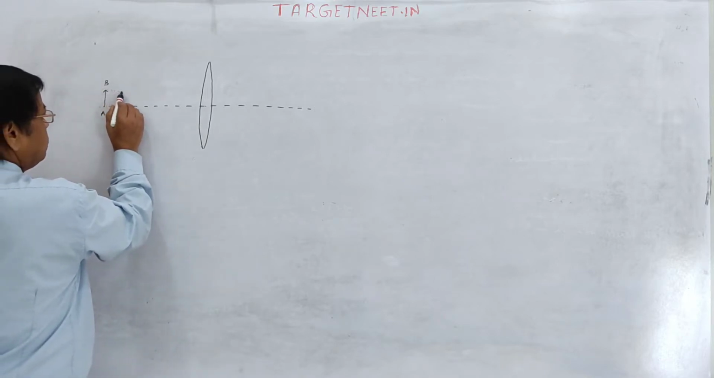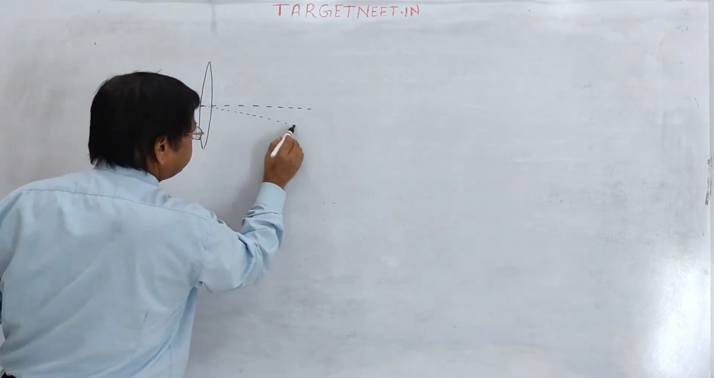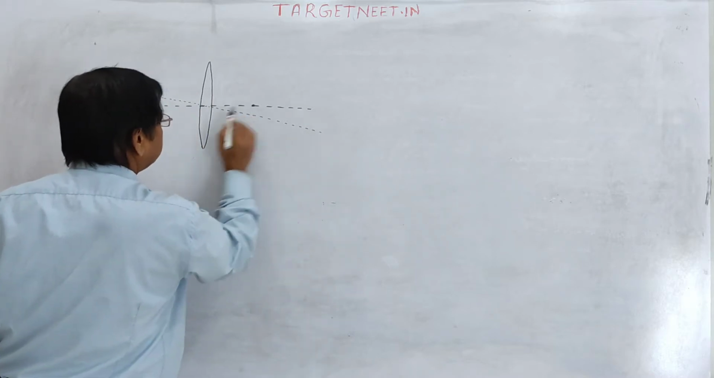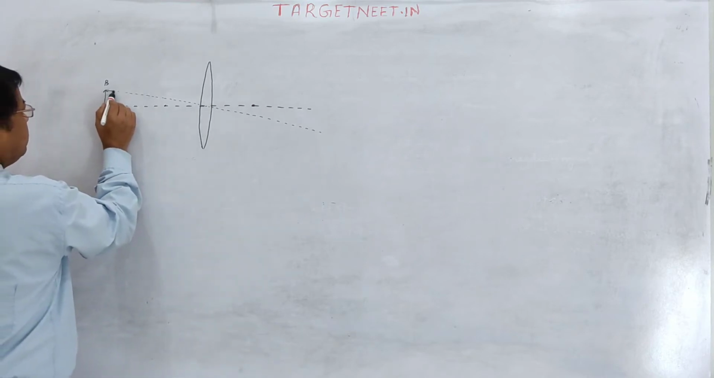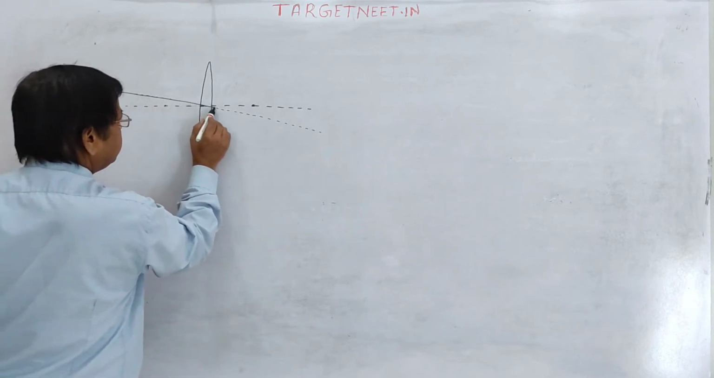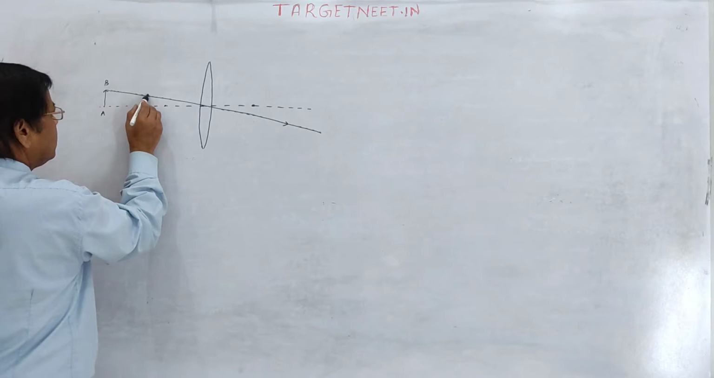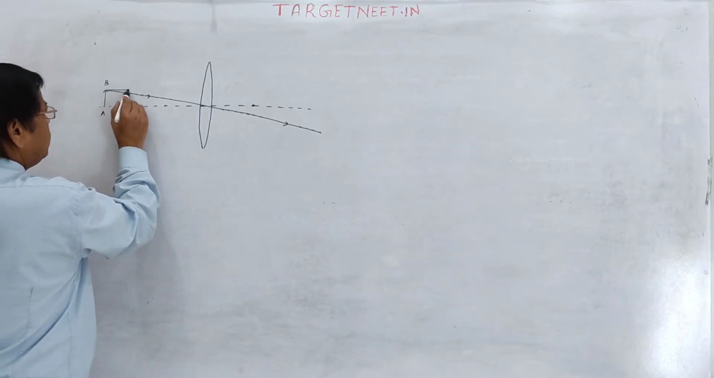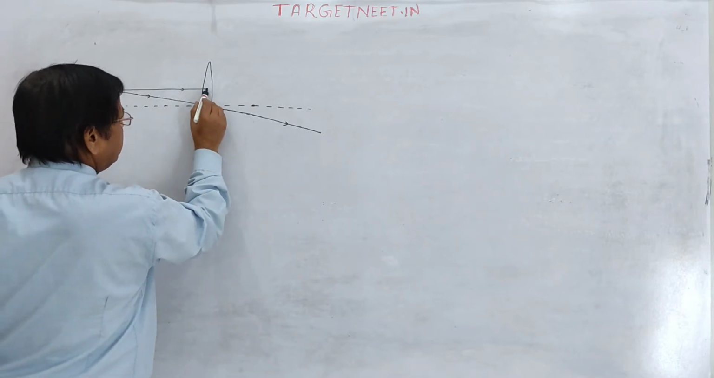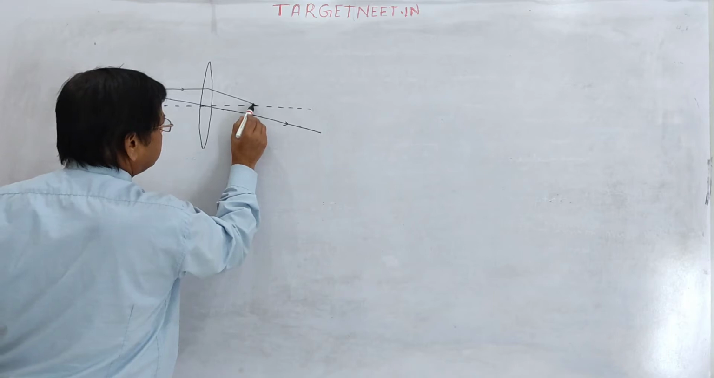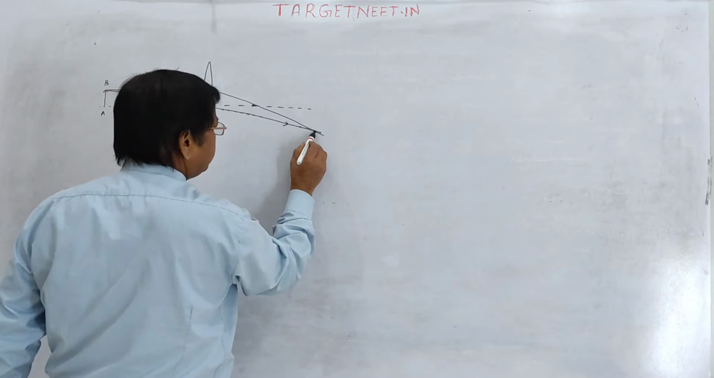If you take this ray which is passing through the optical center, it will go undeviated, and this is the focus. So this ray will go undeviated. Take one ray that is parallel to the principal axis. After refraction, it will pass through the focus, and these two rays meet at this point.